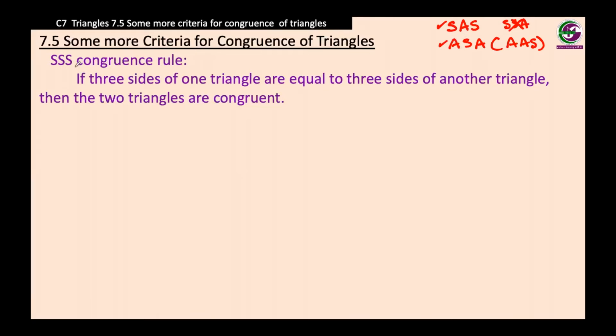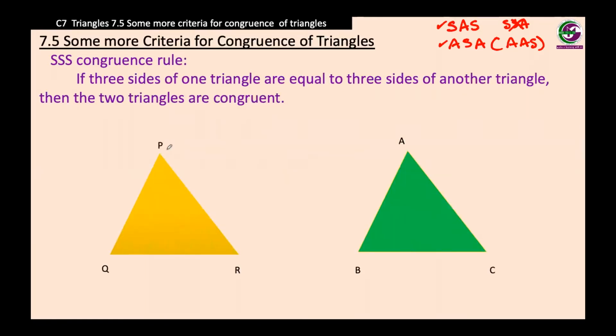Now let us see the third congruence condition, which is the SSS congruence condition. This is a much easier congruence rule because we just have to see three sides. If three sides of one triangle are equal to three sides of another triangle, then the two triangles are congruent. Let us see with shapes. Here we have two triangles, PQR and ABC. These two triangles are congruent if the three corresponding sides of these two triangles are equal.